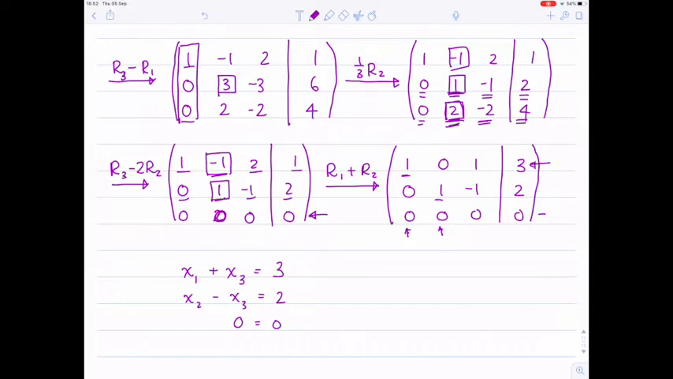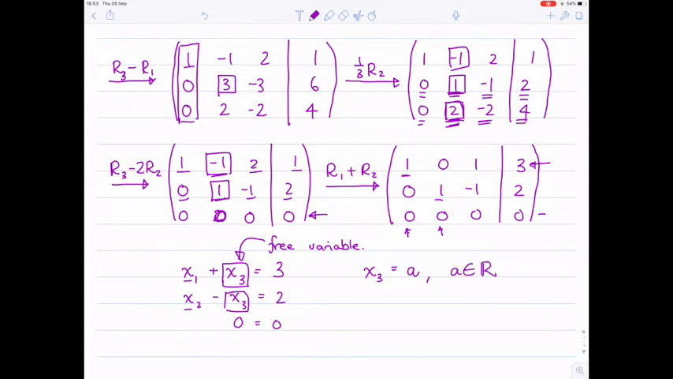Why do I say this? Well, if you pick any value for x3, then you can find a corresponding value for x1 and x2 that makes the system true. So x3 is what we call a free variable. And we express that it's a free variable by saying x3 is equal to, let's call it a, where a can be anything in real numbers.